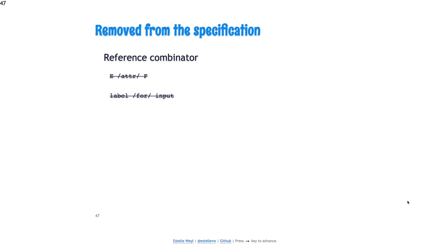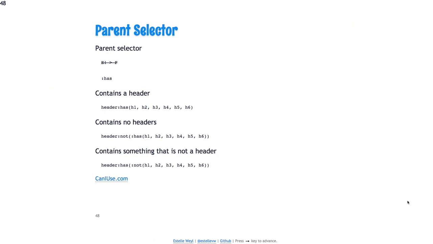Removed from the specification was a reference combinator, which was like when you have a label for an input, you could actually target the label so it wouldn't have to be next to each other. But that was removed because of performance issues. And then we had a parent selector, which was originally written bang greater than and is now written as has.